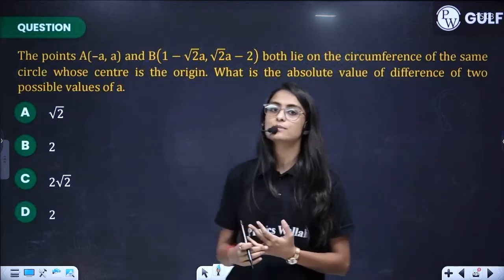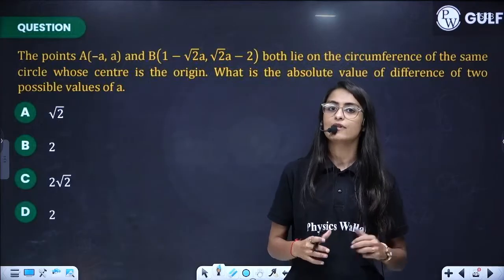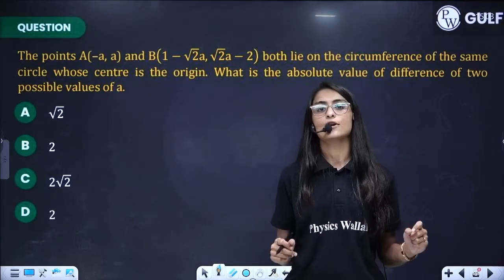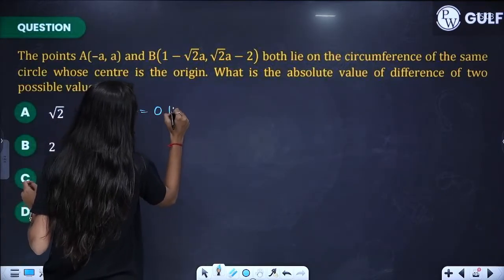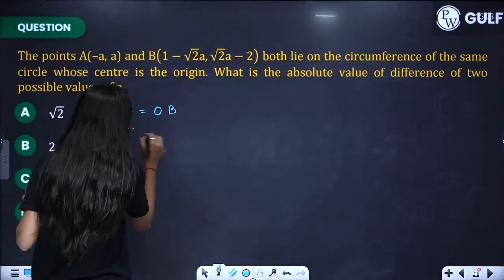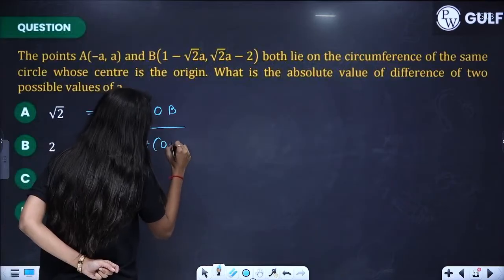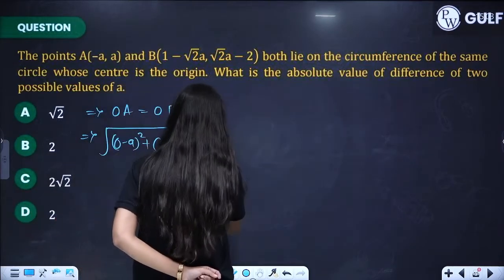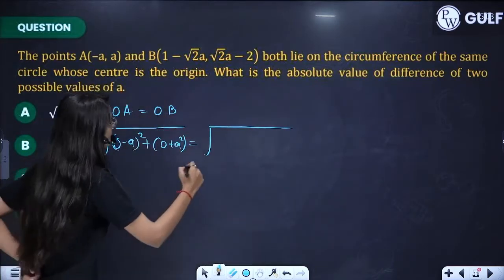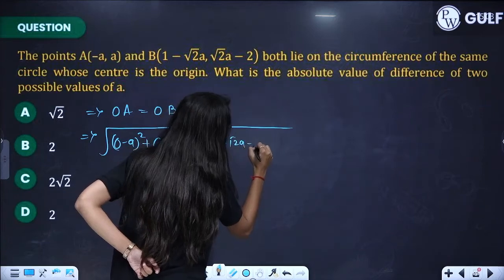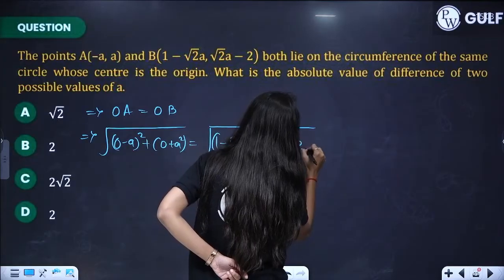For finding the possible values of A, because the values of A and B are given in the form of coordinates, can we find the values of A by solving it by distance formula? Okay, so let's write it down. I'll be getting OA is equal to OB. I'm straight away substituting the formulas. So, getting root of 0 minus A square plus 0 plus A square. Then next, for OB, root of 1 minus root 2A minus 0 whole square plus root 2A minus 2 plus 0 whole square.